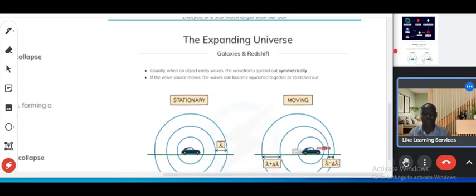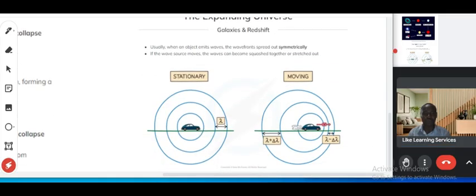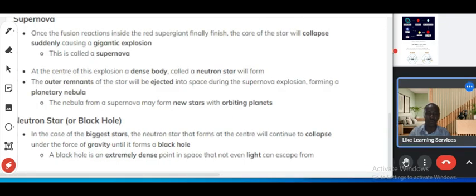Now your question is, what is the black hole? Now, first of all, read what I said about the neutron star on the bottom left.